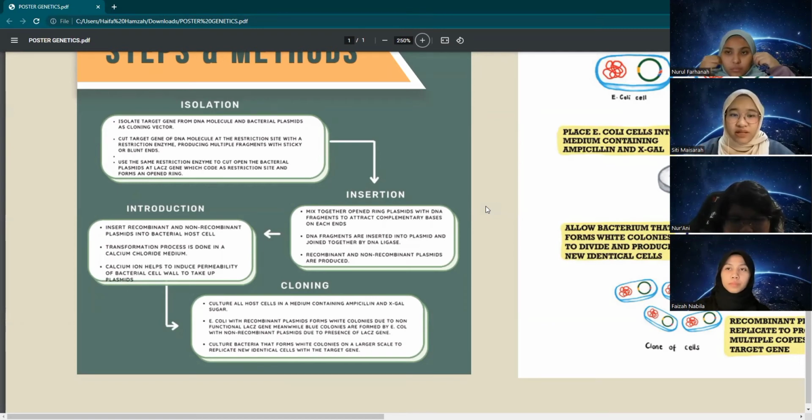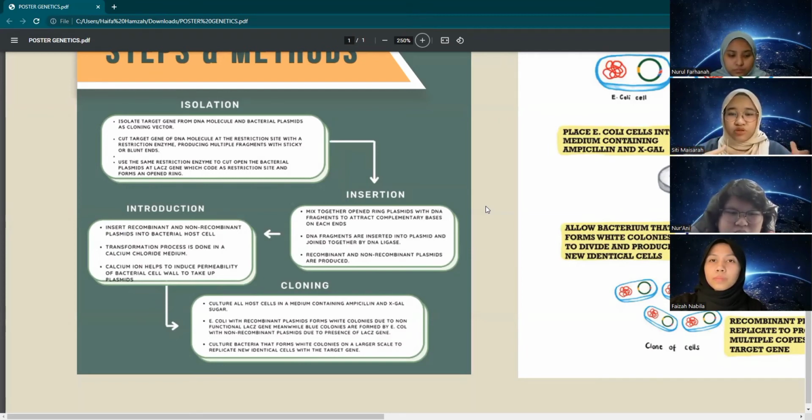The bacteria with a recombinant plasmid will form white colonies due to the non-functional LacZ gene. This is because the surviving bacteria clearly have the antibiotic resistance, meaning they must have successfully incorporated the recombinant plasmid into their cell. The white bacterial colonies are then cultured on a larger scale to divide and produce new identical bacterial cells. The recombinant plasmid will also replicate every time the cell divides, so it will produce multiple copies of the target gene.